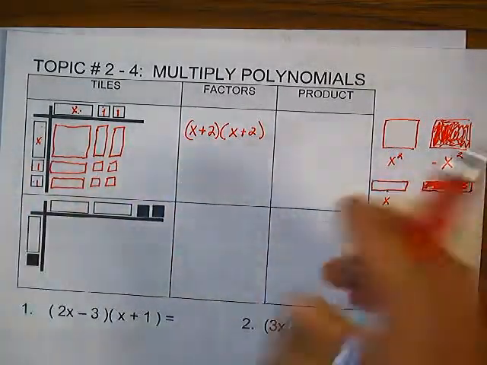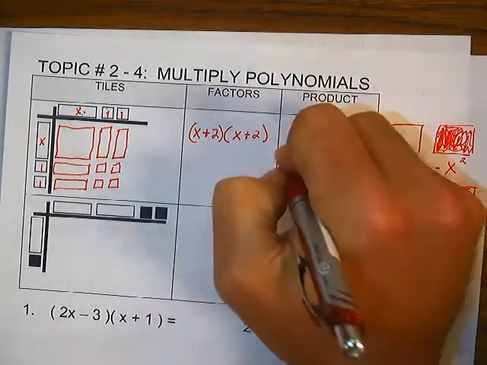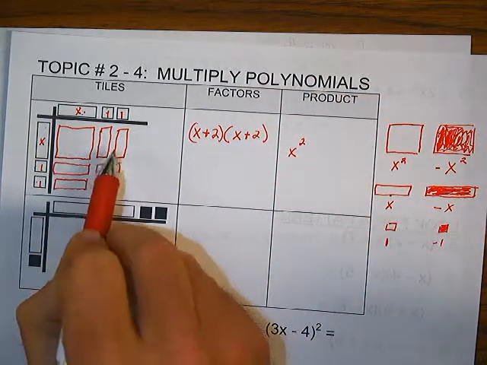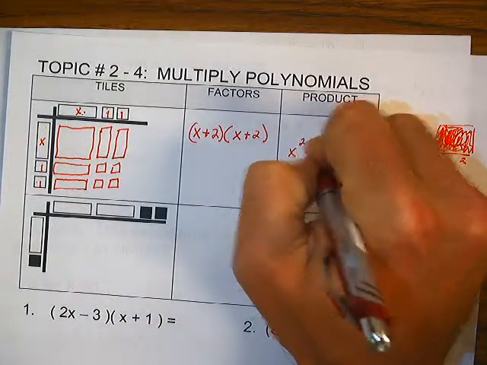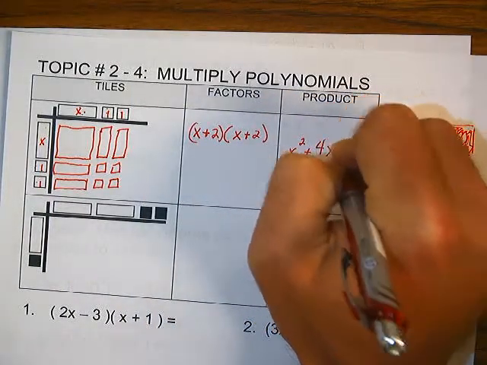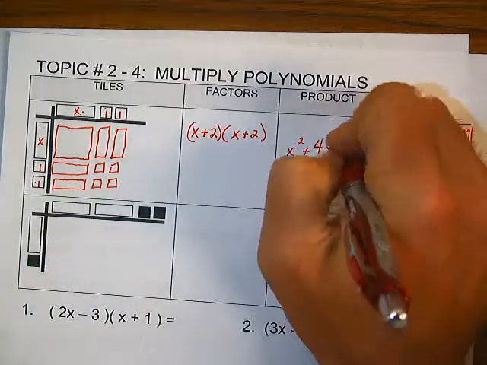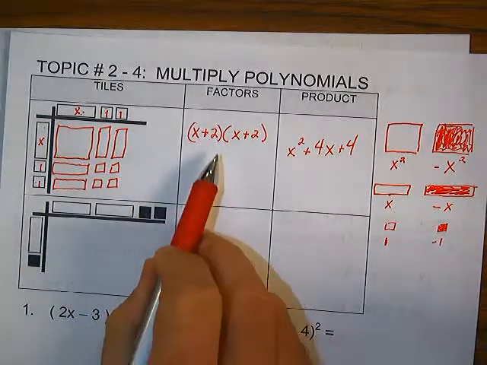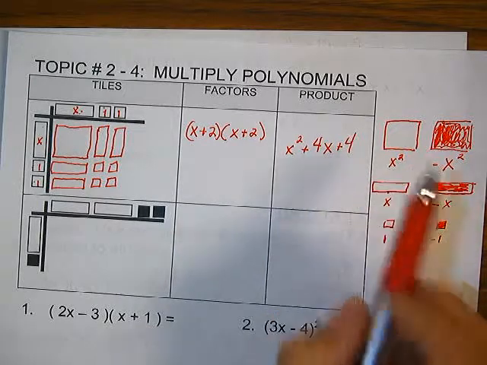Now the product. When we add these all together, how many x squareds do we have? We have 1 x squared. How many x's do we have? 1, 2, 3, 4. So plus 4x. How many 1's do we have? 1, 2, 3, 4. So it's plus 4. So we just multiplied x plus 2 times x plus 2, and we got x squared plus 4x plus 4.